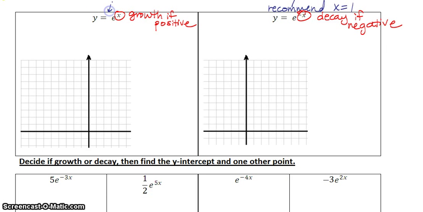There is no a value, so I'm thinking it's 1 times that. So my y-intercept is (0, 1). Step 2, I'm going to find my other point. And my other point, I'm going to again use an x value of 1 just because it's fast. And just like we did in 8.1 and 8.2, I'm going to plug in that variable.